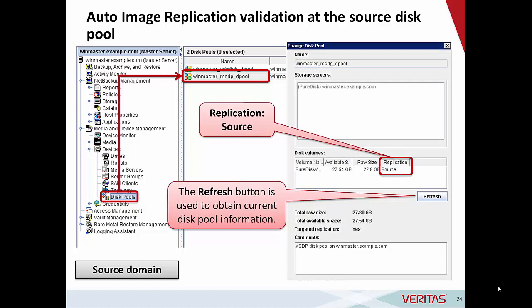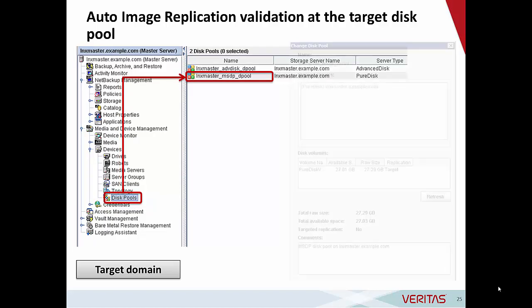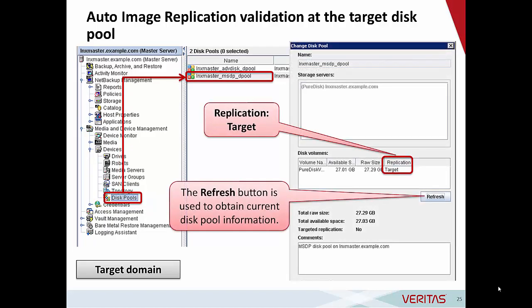In the source domain, I go to Devices and then Disk Pools, select the MSDP disk pool that was going to be my source for AIR, right-click and select Change, and I should be able to see in the replication column that this pool is configured as a source for replication. Note that, as the slide points out, it is very likely that that won't show up when I initially hit the window, but I should click the refresh button, and after clicking refresh, that word source will show up in the replication column. So far, all of the configuration steps that we've discussed take place in the source domain.